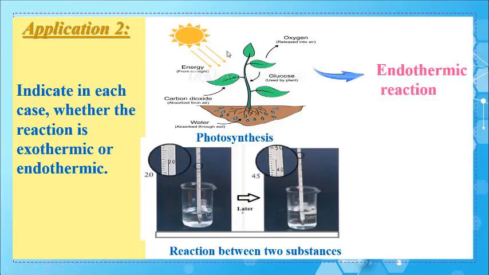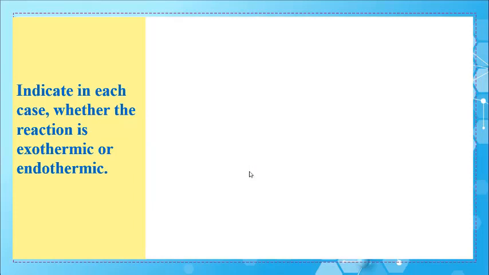Let's take another example. Again, we have a reaction here between substances, where the temperature at the beginning was 20 degrees Celsius. At the end of the reaction, it becomes 45 degrees Celsius. Here, in the reaction between these two substances, the temperature is increasing by itself, from 20 to 45 degrees Celsius. Then what do we call it? You think. Yes, it's an exothermic reaction. You are wonderful. Good. Nice.